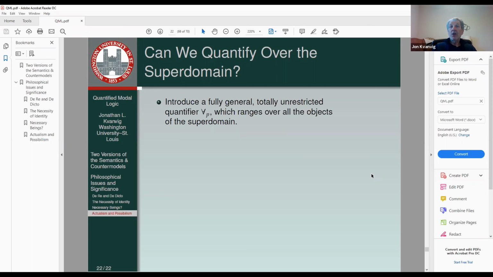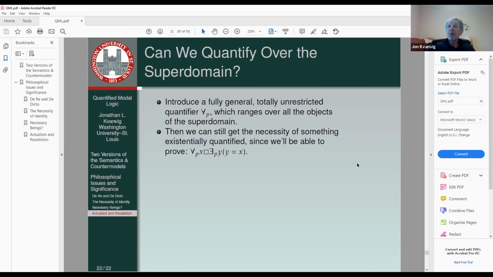Okay, fine. The quantifier inside of a world always ranged over the domain for that world. But once you know how quantifiers work, why don't you just introduce a new, fully general, totally unrestricted quantifier? Let's subscript the universal quantifier with a little p. The little p stands for possibilia. So we're going to quantify over everything in the superdomain. We're not going to just quantify over things within the domain for the world that we're thinking about. So we now have a totally unrestricted new quantifier in our language.